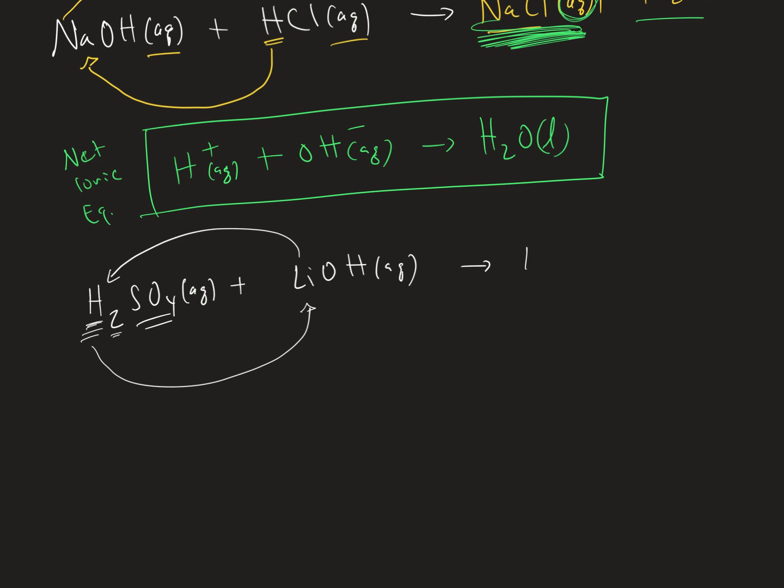If it hooks up with hydroxide, it's not going to need 2 of them. It's going to be H plus and OH minus. This is a 1-to-1 ratio, and we get what? H2O as a liquid. You with me?